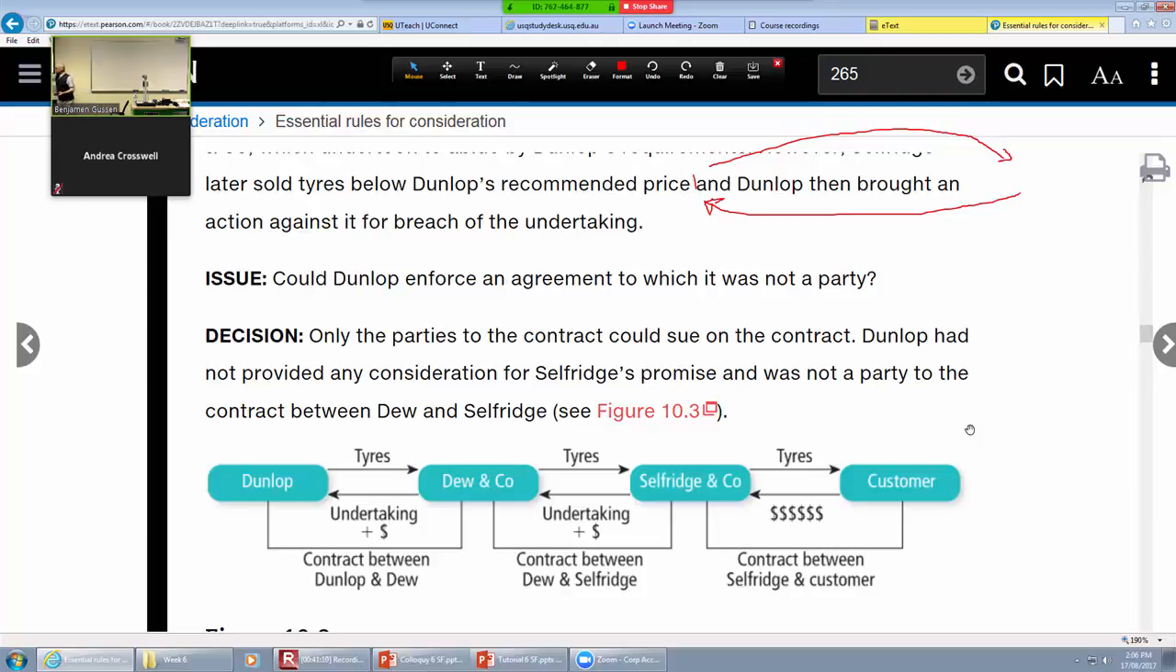So, if we say that the consideration here is the undertaking, you see, Dunlop is going to give you the tires, and your consideration for it is money plus this undertaking. So all of this is your consideration. And you are the promisee. He's promising you to give you the tires, and you're promising to abide by this undertaking.